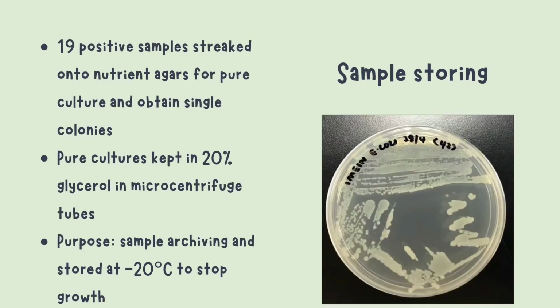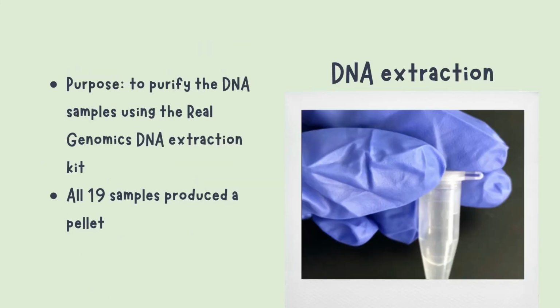Once the biochemical tests were performed, the 19 confirmed positive samples were streaked onto nutrient agars for pure culture and to obtain single colonies. The pure cultures were kept in 20% glycerol in microcentrifuge tubes for archiving purposes and stored at minus 20 degrees Celsius to stop growth. DNA extraction was done to purify the DNA samples using the Real Genomics DNA extraction kit. All 19 samples produced a pellet.